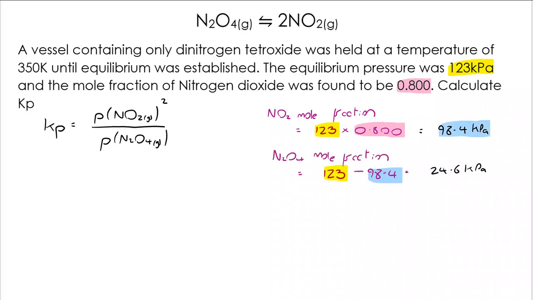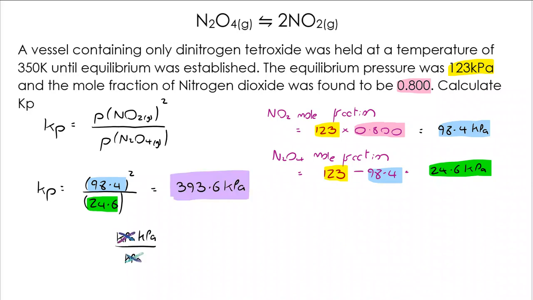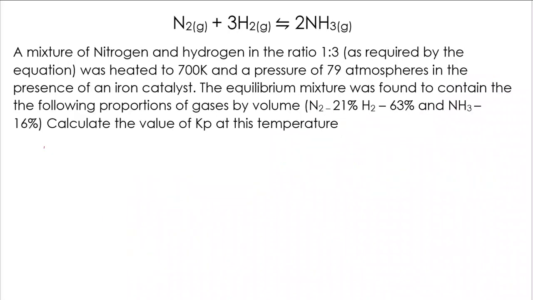Now I know that, I can work out the partial pressure of my dinitrogen tetroxide, my N2O4, which is the remainder of the 123. Alternatively, you could have worked out that the mole fraction is 0.2 and multiplied by 123, and that would also take you to 24.6 kilopascals. I can now substitute those figures into my Kp expression. I've got my 98.4 and that's squared, and I'm dividing by 24.6. That takes me to an answer of 393.6 kilopascals. And once again, I've shown how we're working out the units for Kp down below. More complicated question now. See what you can do.